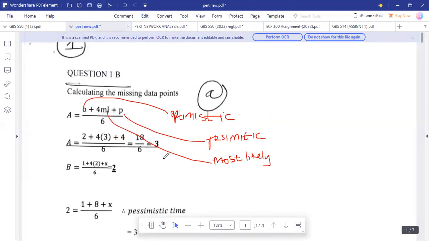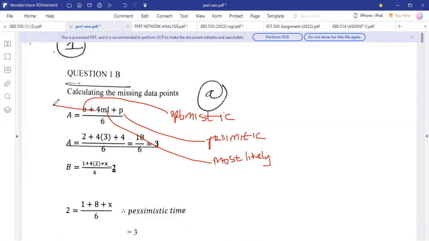So for activity A, we found the 3 by substituting. The 4 is a constant number. These two are constant, they're part of the formula. So we have a 4 and the 6, these are constant. So from here, we can now try to get whatever we need. So for activity A, we found a 3.